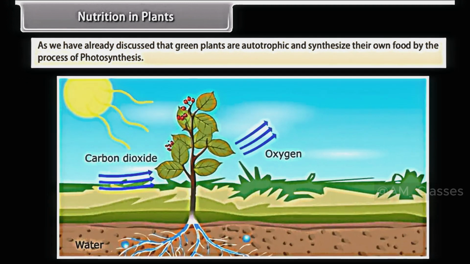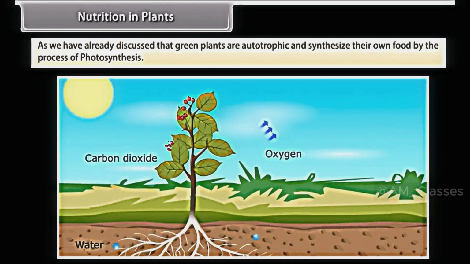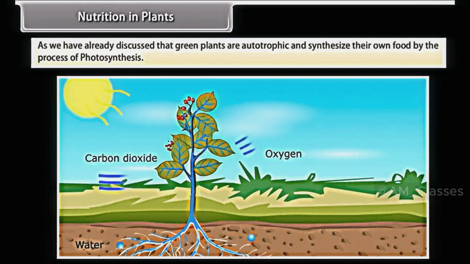Nutrition in plants. As we have already discussed, green plants are autotrophic and synthesize their own food by the process of photosynthesis.